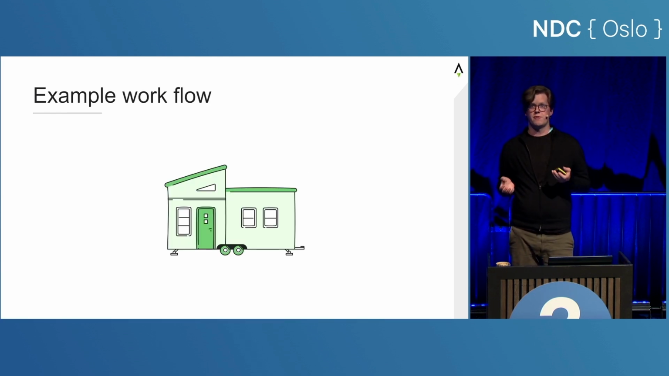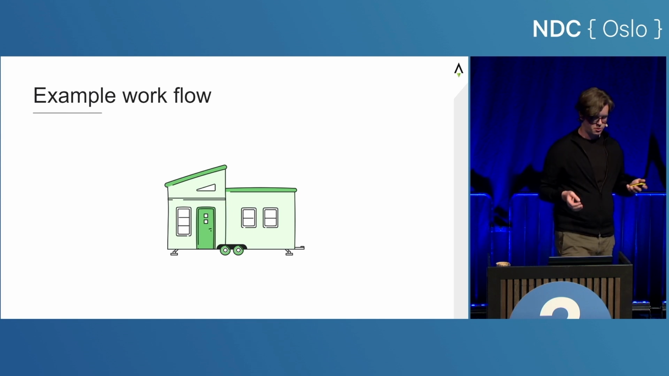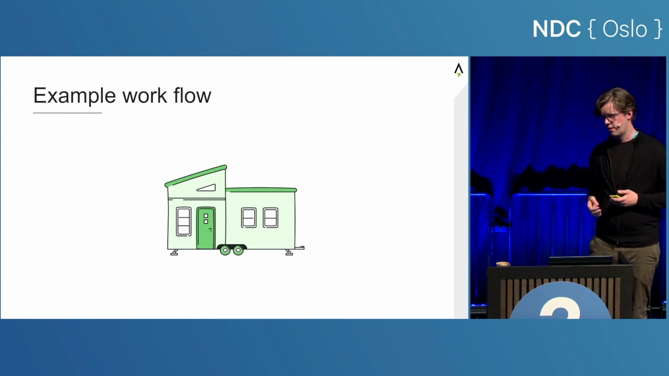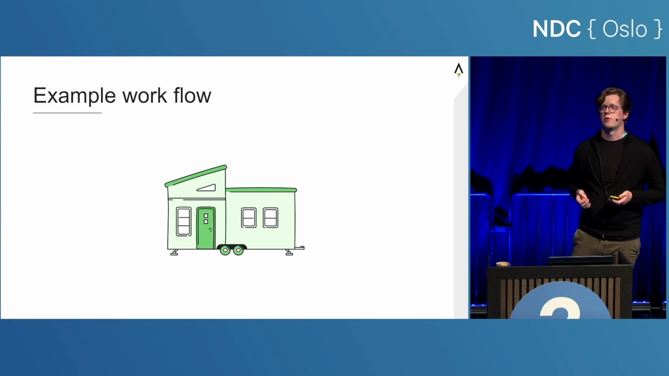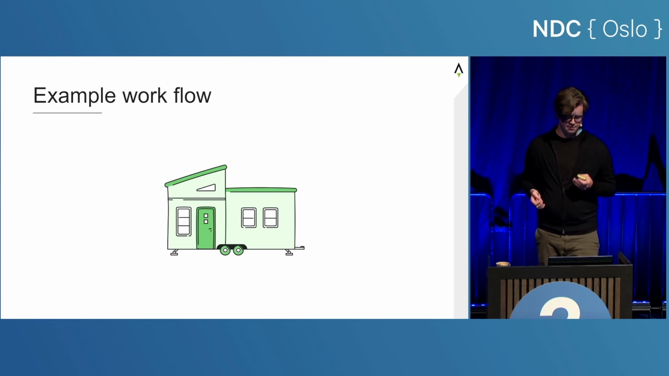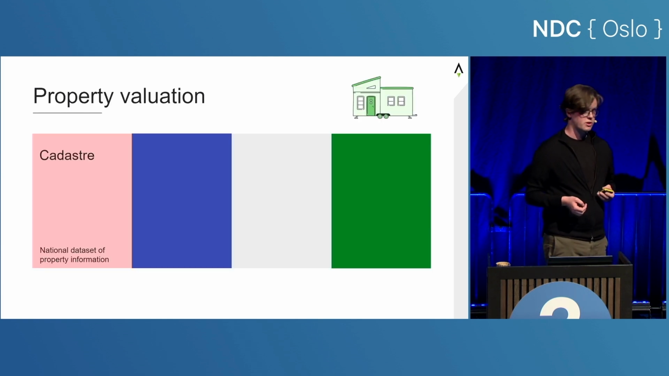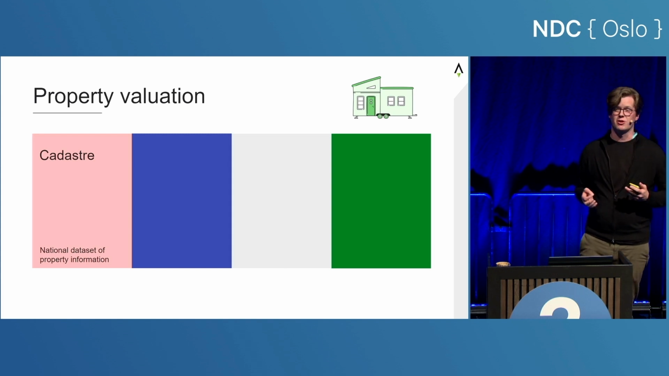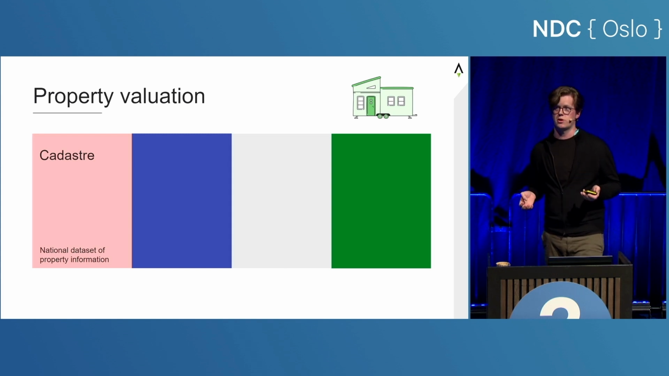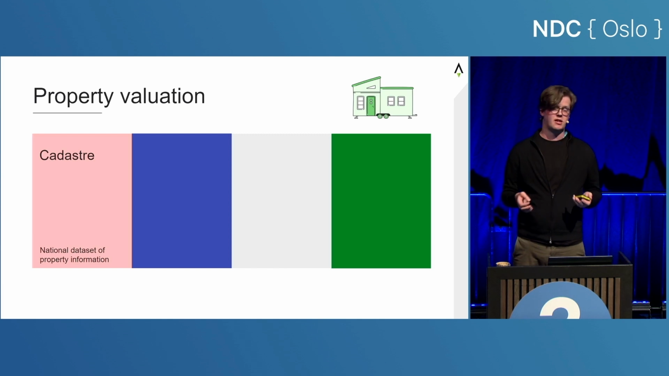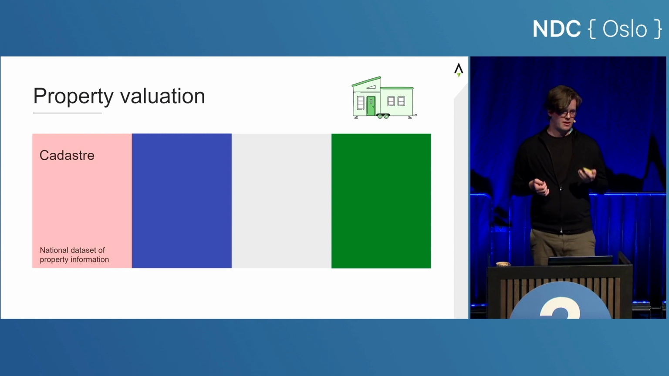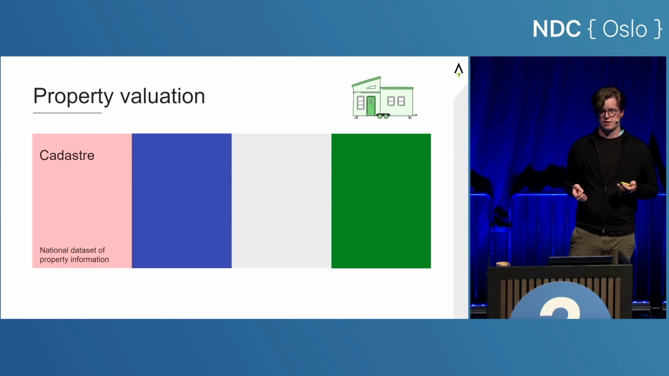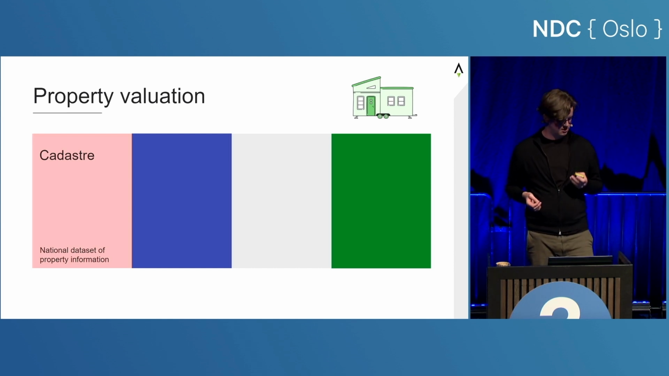For a property, we need to find the value of the whole property. That is the basis of the taxes. So let's start with a small example where we follow one single building in one single property. We start with the Norwegian cadastre, which is the national data set for property information. Who owns what, the size of the property, what buildings are there, information about those buildings, and so on. They are maintained by and owned by the individual municipality, but it's a national data set that is maintained and organized.